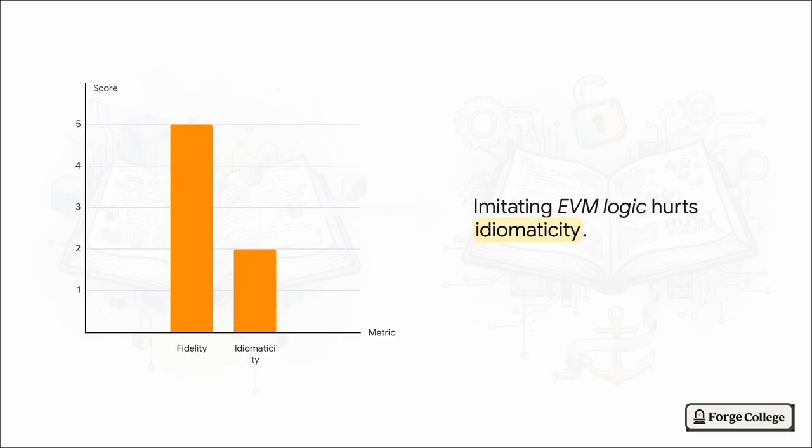To put that into perspective, let's say you perfectly duplicate a Solidity control flow by writing a bunch of manual, low-level if statements inside your instruction logic, completely ignoring Anchor's built-in macro constraints. Well, you might score a perfect 5 for fidelity because it behaves identically, but you would get an embarrassing 2 for idiomaticity. You've basically written Solidity in Rust, and any experienced Solana developer looking at your code will immediately know you're a tourist. Our goal is to balance these two scores.